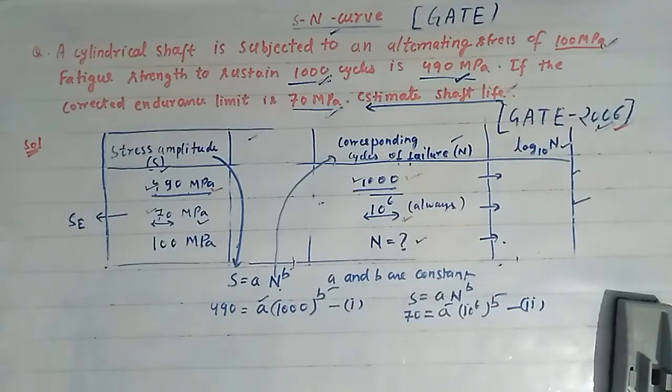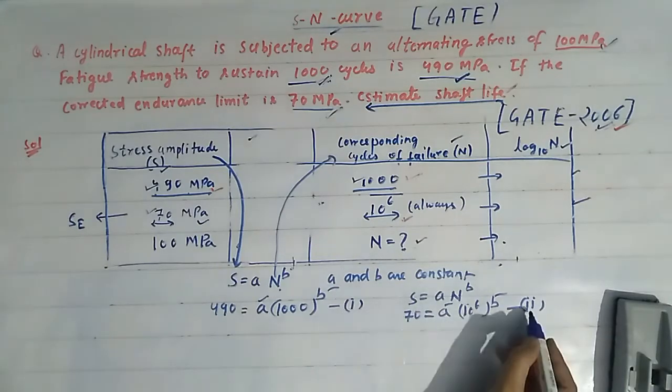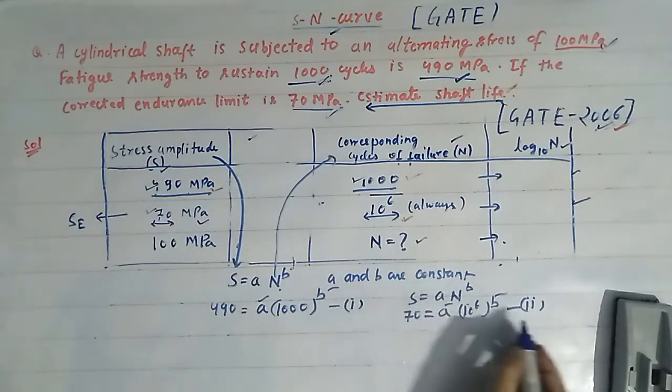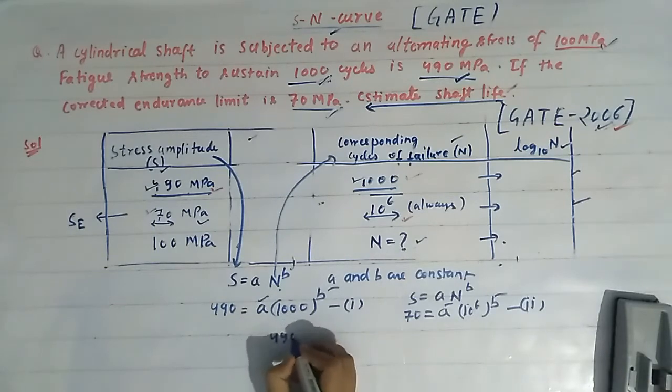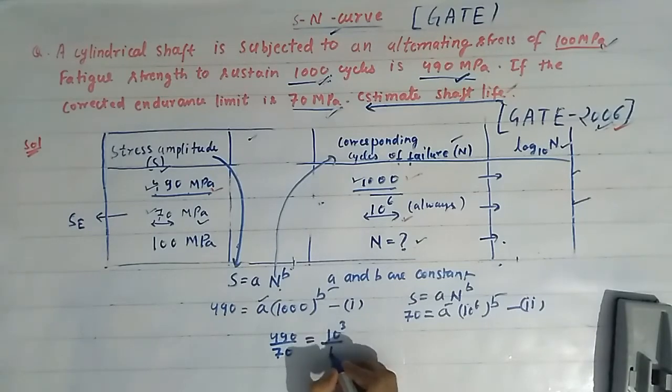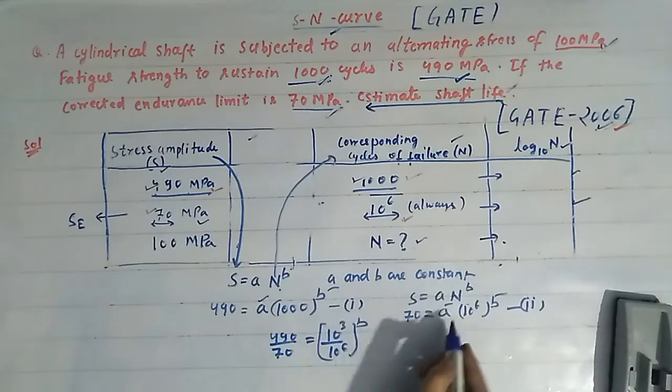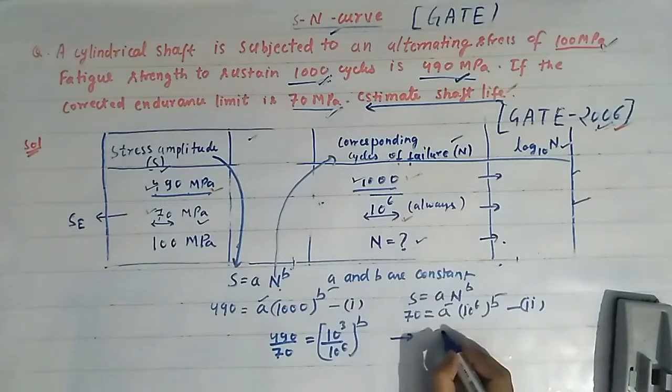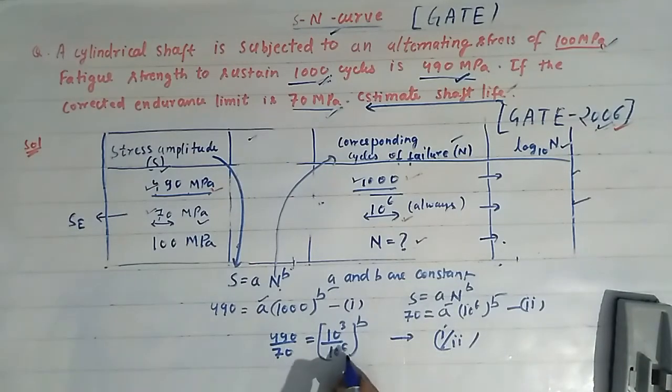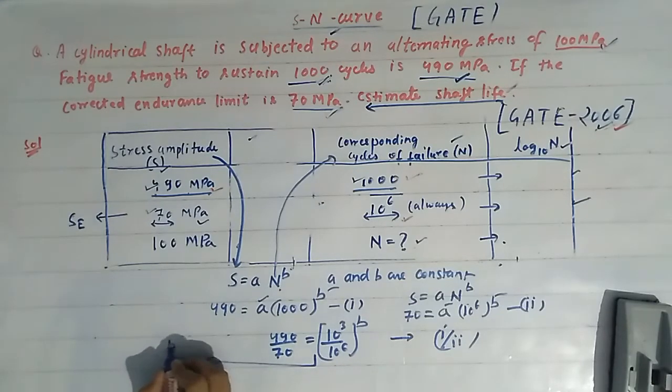The values of constants A and B can be found very easily. I will divide equation number 1 by equation number 2. Dividing equation 1 by equation 2, I get 490 divided by 70 is equal to (10^3 divided by 10^6) whole raised to power B. A will cancel out here. When I calculate the value of B, I get B = -0.2816.